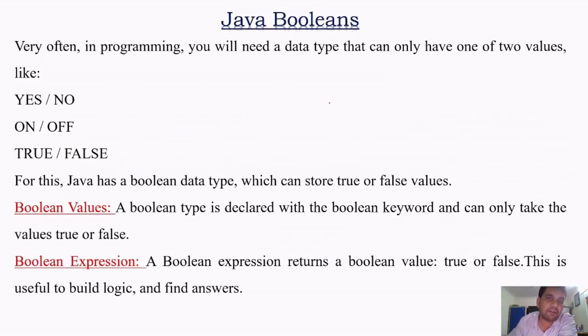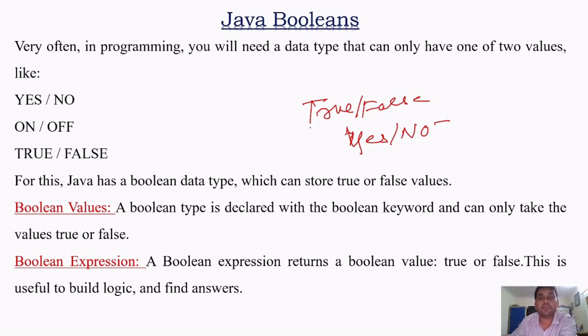Then comes Java booleans. As the name suggests, boolean means true or false, or you can note yes or no. Very often in programming you will need a data type that will only have one of two values, like yes or no, on or off, true or false. For this, Java has a boolean data type which can store true or false values. So first is the boolean value. A boolean type is declared with the boolean keyword and can only take the values true or false.